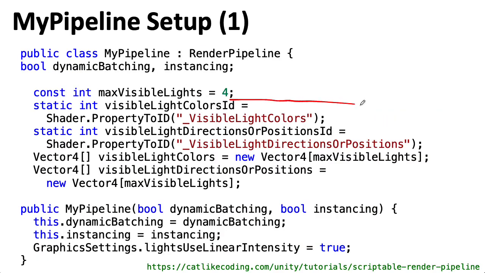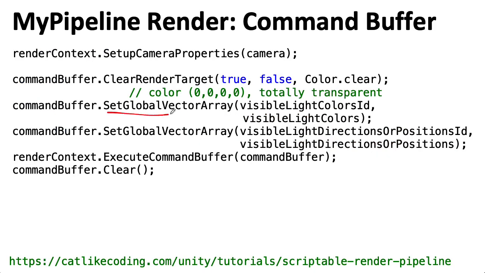We do that via these property ID numbers that we created earlier because that's more efficient than always referring to things by strings. So here we use the set global vector array commands to set those variables, assigning the data from the C# side variables to the HLSL side variables. And then we actually execute this command buffer to run these commands. Then we clear the command buffer so we can use it for something else later.